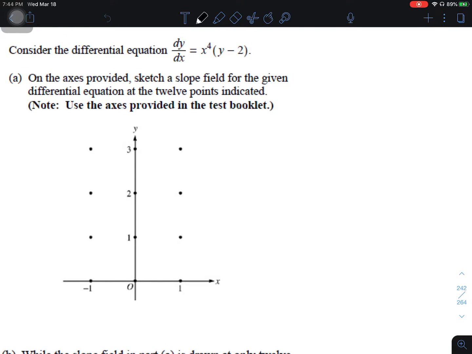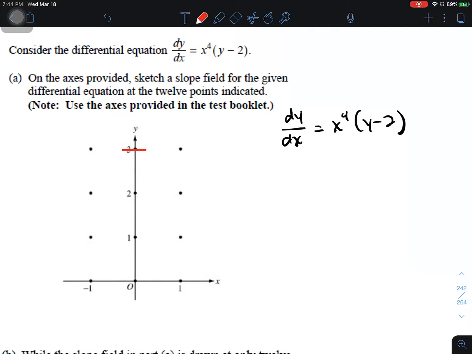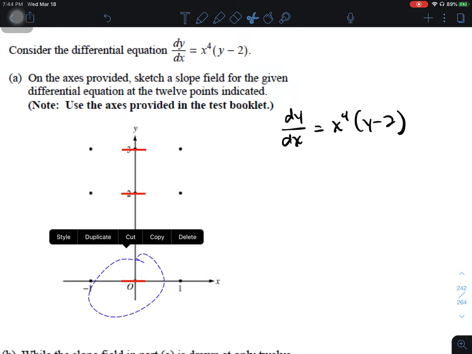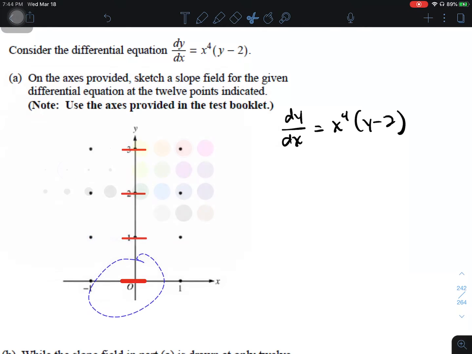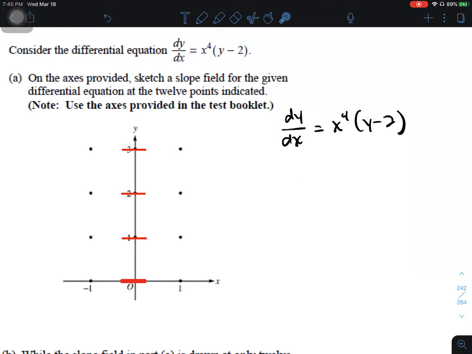Well, let's see if we can figure out some patterns here to make this easier on ourselves. For example, if I were to put a 0 in for x, it doesn't matter what y is, 0 times anything is going to be 0. So that means on the y-axis, the slope has to be 0 every place. 0, 0, 0, 0. I like to get my zeros out of the way at the beginning.